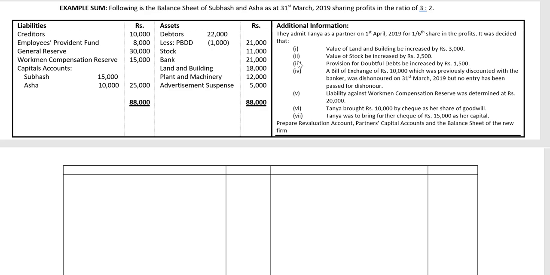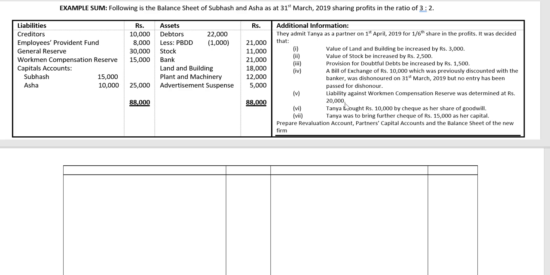It was decided that first point, value of land and building be increased by rupees 3,000. Point 2, value of stock be increased by rupees 2,500. Point 3, provision for doubtful debts to be increased by rupees 1,500. Point 4, a bill of exchange of rupees 10,000, which was previously discounted with the banker, was dishonored on 31st March 2019, but no entry has been passed for the dishonor.